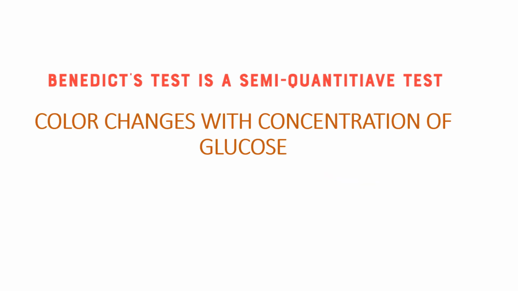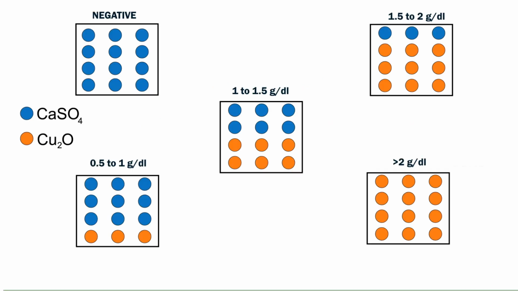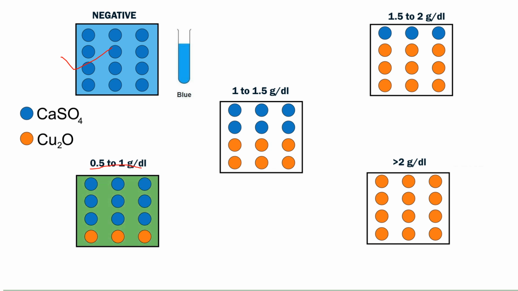One more thing to note is that the color changes with the concentration of glucose. When we call Benedict's test semi-quantitative, it refers to the different colors you get with different concentrations of glucose. Let me explain how. Let's take our Benedict solution. When the solution is negative, you see it is blue, right? It doesn't change anything. But when the concentration of glucose is 0.5 to 1, it gives you a green color.